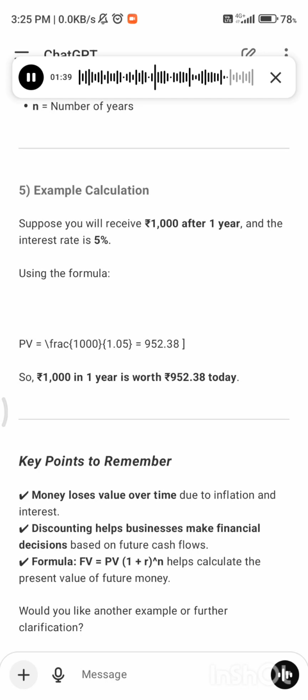Key points to remember. Money loses value over time due to inflation and interest. Discounting helps businesses make financial decisions based on future cash flows. Formula FV equals PV(1 plus R)^N helps calculate the present value of future money. Would you like another example or further clarification?